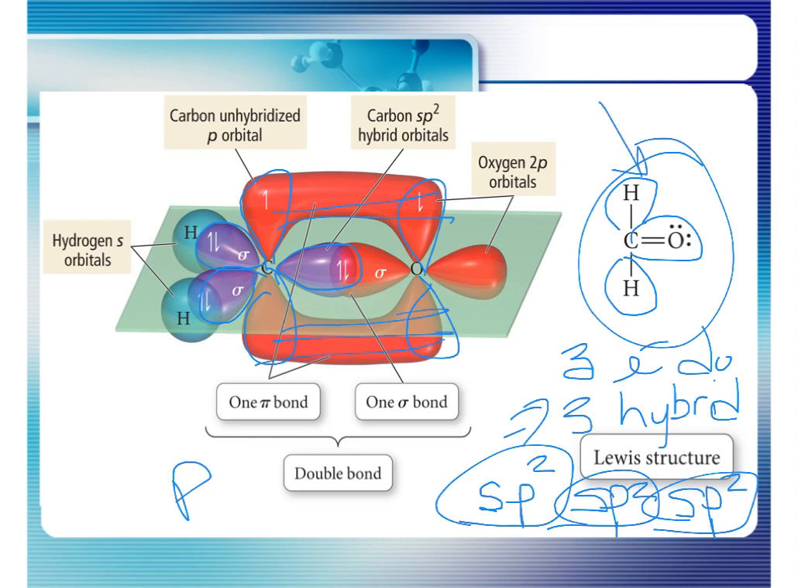So look back at the Lewis structure, and I think I've got this on the next page too. But anytime you have a double bond, one of the bonds is a sigma bond, head-to-head overlap, and one of the bonds in a double bond is a pi bond. And so anytime you have only one double bond, you are going to need sp2 hybridization with 1 p orbital left over to make that pi bond.